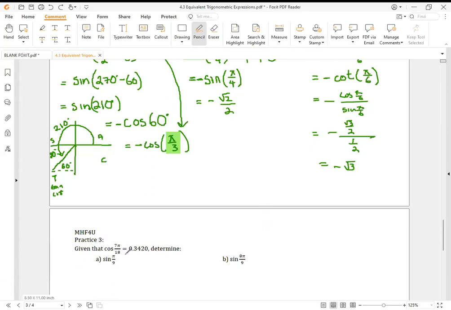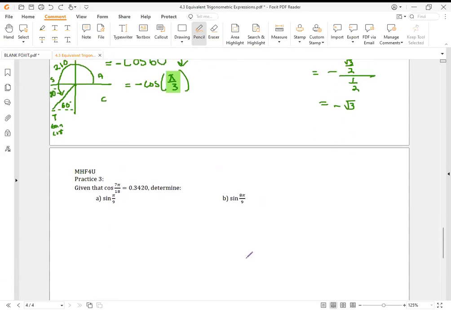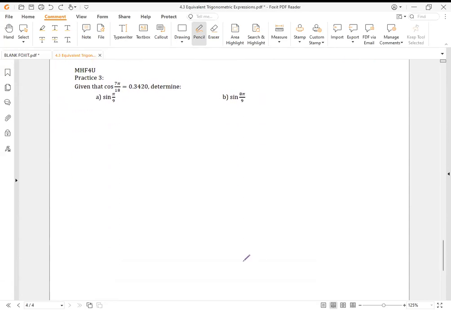I'm going to do the first one, try to model it for you, see how this kind of question could play itself out. It's a lot easier than you think. And then I'm going to ask you to try sine 8 pi over 9. Why does a question like this give you a decimal? Well, a denominator of 9, you're not familiar with it. That's the whole point. If you can't use a calculator in a question like this, what would you do?